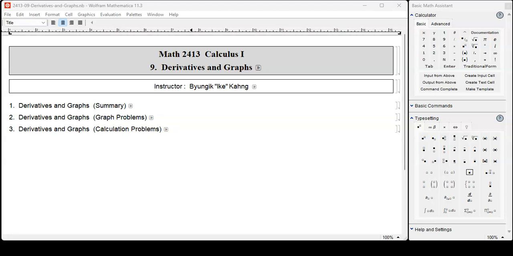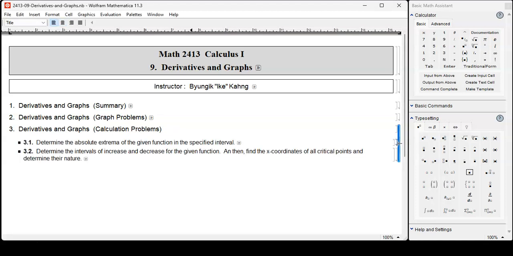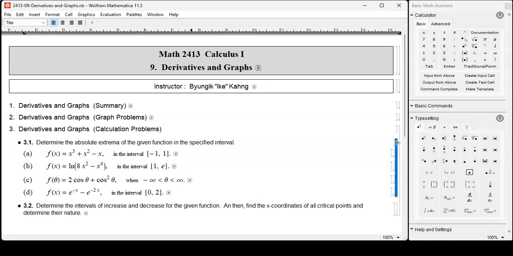Hello students, welcome back. We completed sections 1 and 2. Now let's go to section 3. This time we're going to study calculation problems. First, absolute extrema.